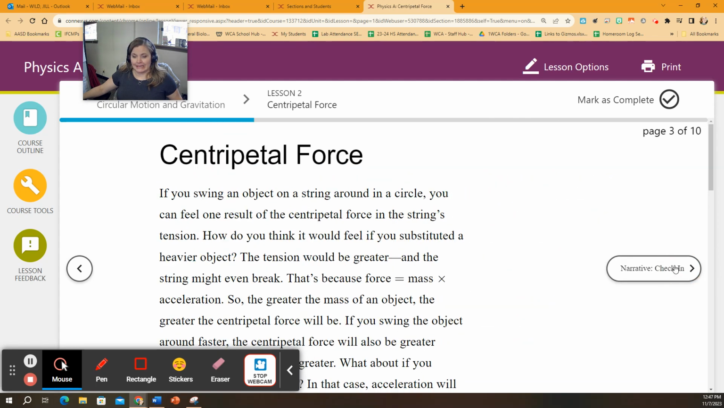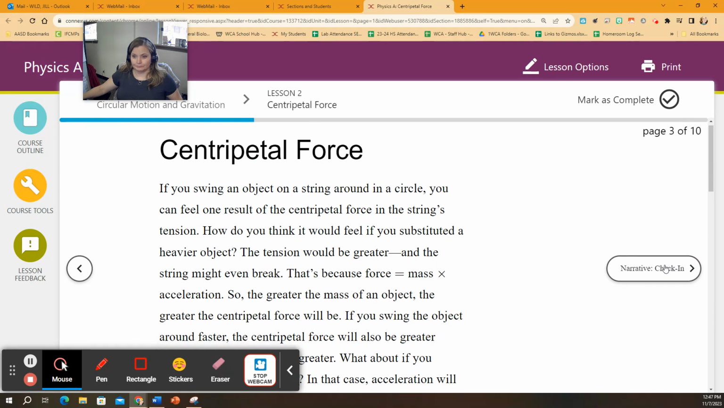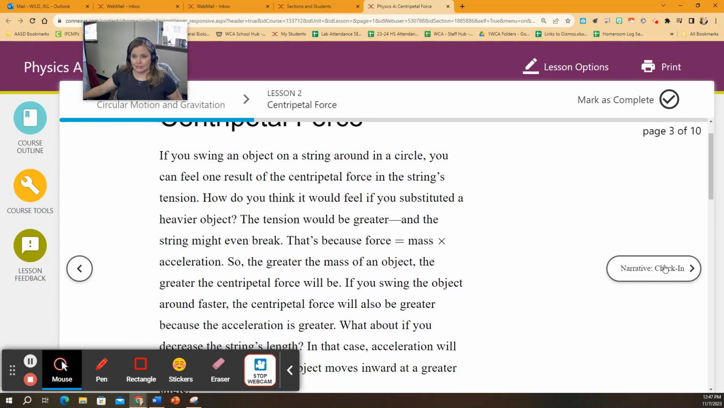Moving on to the second slide here. If you swing an object on a string around in a circle, you can feel the result of the centripetal force in the string's tension. That's something you're going to experiment with a little bit later in this lesson. Actually feel it, because I think that's an important part of really understanding it.